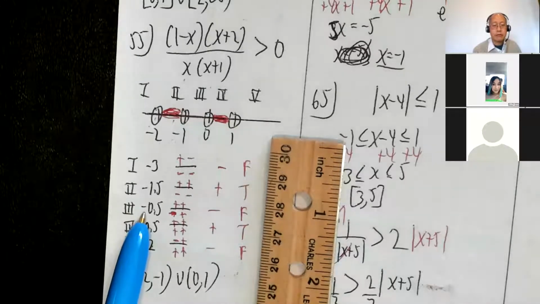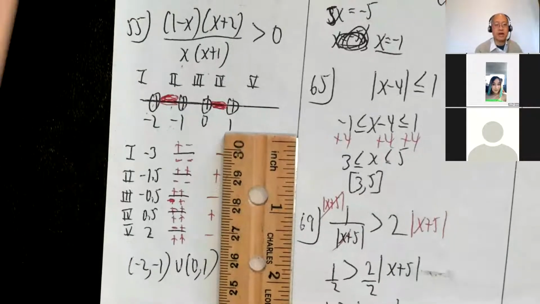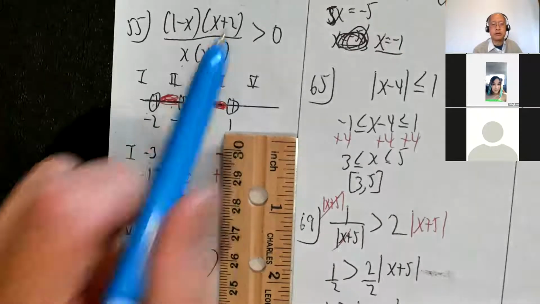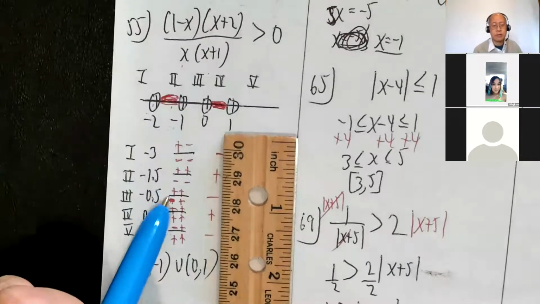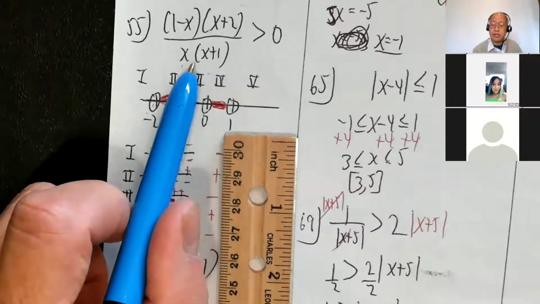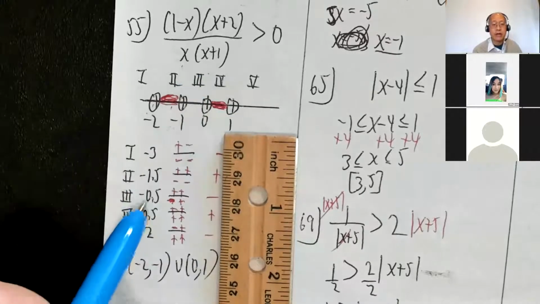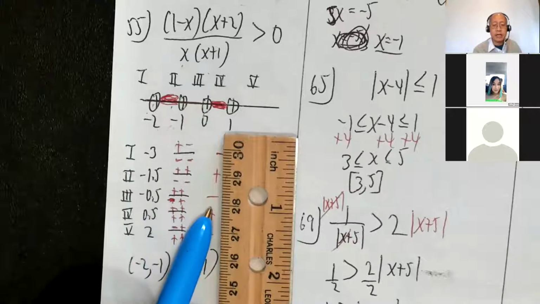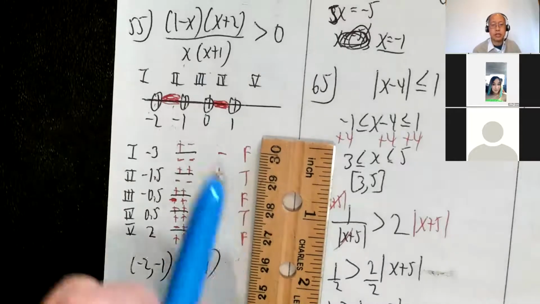Keep going. Region 3, negative 0.5. 1 minus a negative 0.5, positive. Negative 0.5 plus 2, positive. Negative 0.5 is negative. You can see how this would be quite a bear if I had to find the exact value, right? I don't need the exact value, I just want the sign. Negative 0.5 plus 1, positive. So it looks like I have 3 positives and 1 negative multiplying and dividing. That's going to come out negative. Negative greater than 0, that's false. Do not shade in region 3.